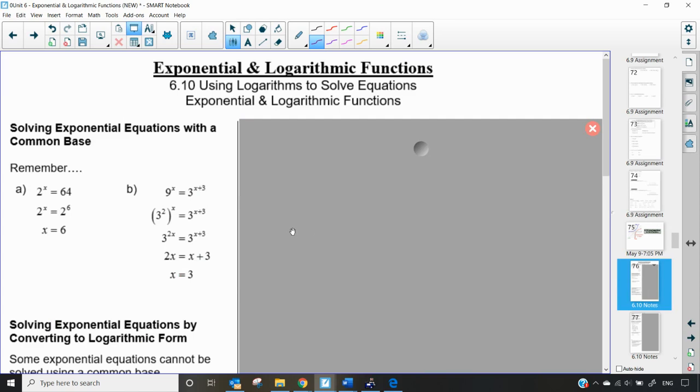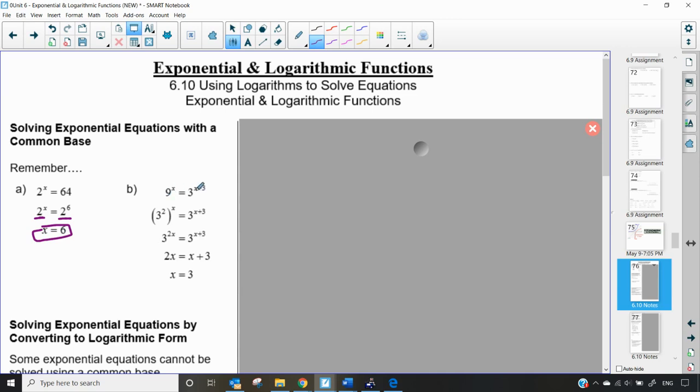So first of all, before we get into the examples, let's take a look at what we've learned so far. First of all, we looked at how to solve exponential equations using a common base. So if you remember, if we have 2 to the x equals 64, and we want to solve this equation, we can write 64 as base 2. So 2 to the x is equal to 2 to the 6. And if our powers are equal and we have the same base, then we can equate our exponents and we have x equals 6.